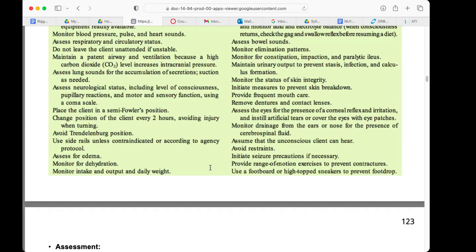All right. Use side rails unless it's contraindicated, because we don't want them to fall off the bed. Assess for edema, because remember, this patient has a whole special set of needs. And laying in the same position can lead to dependent edema and things like that. Monitor for dehydration. Can someone tell me how would you monitor a patient for dehydration? What are some things that you would check?